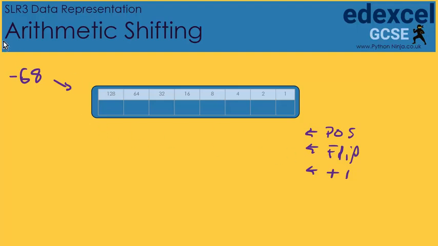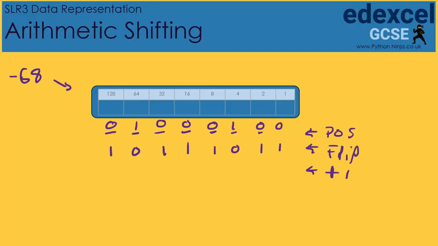Okay, let's do it. So what is the positive binary value for 68? So it'll be 0, so that's 64. So we just need to add 4 to that, so that goes there. And then we flip everything. So 0 here becomes a 1, 0 above here becomes a 1, 1 here becomes a 0, 0 here becomes a 1, 0 becomes a 1, 0 becomes a 1, 1 becomes a 0, 0 becomes a 1.